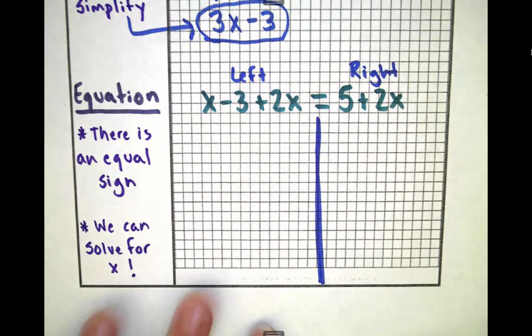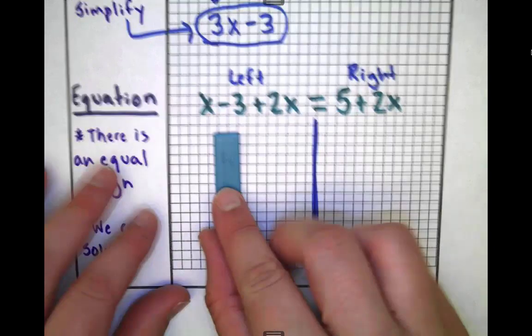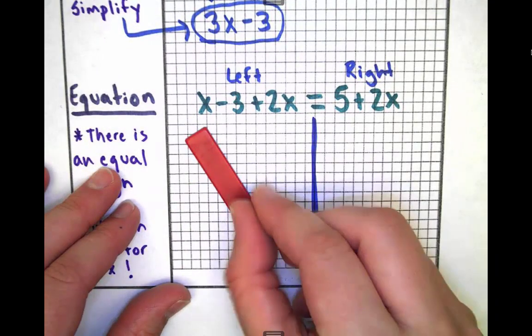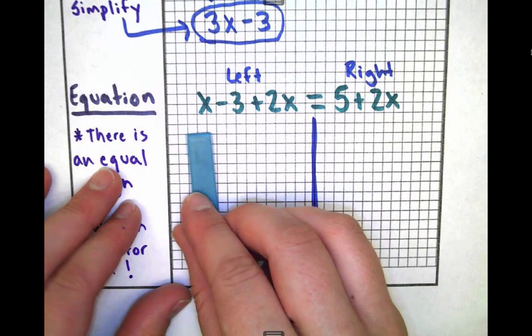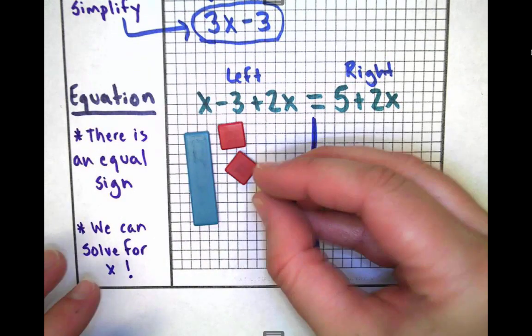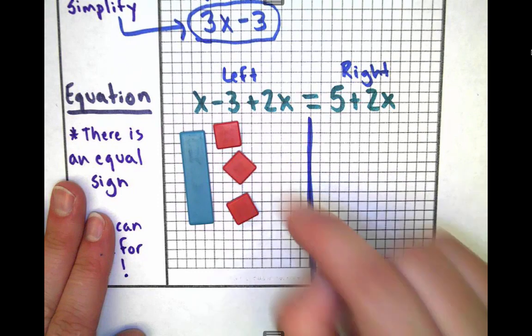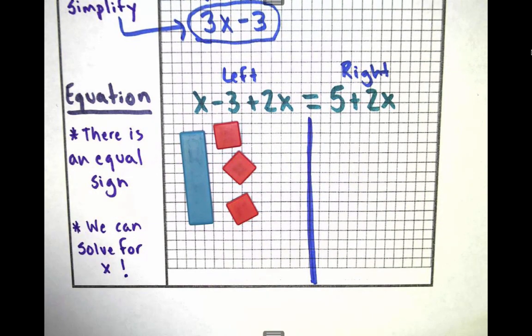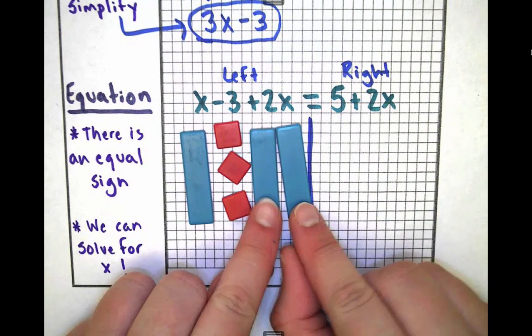And I can grab my algebra tiles and actually build this expression. Watch, I'm going to start building this. So here's an x. It won't be red because it's not negative. It's going to be blue. Minus 3 means I have 3 units that are red because they're negatives. So there's my minus 3. Plus 2 more x's. There it is.